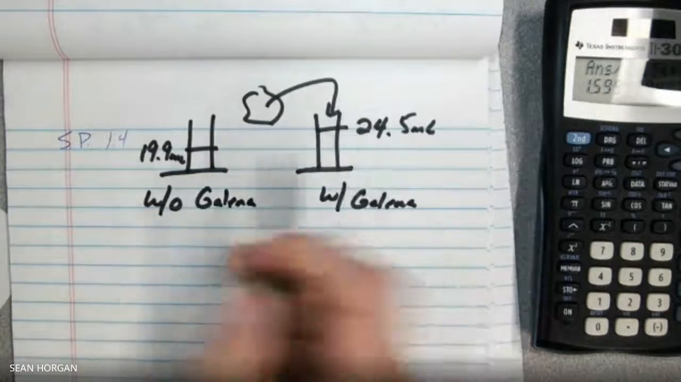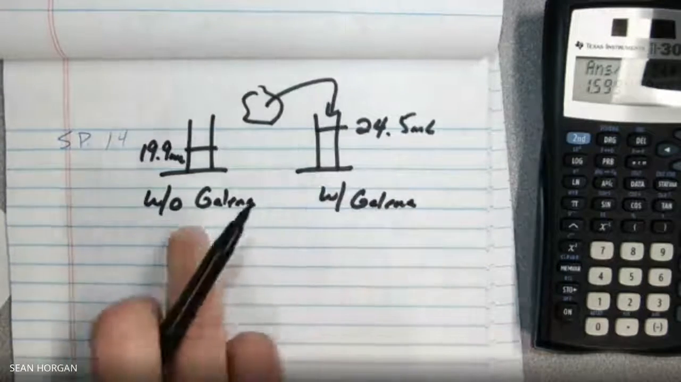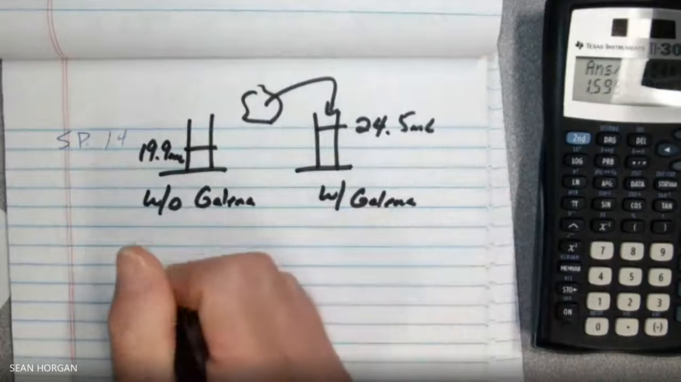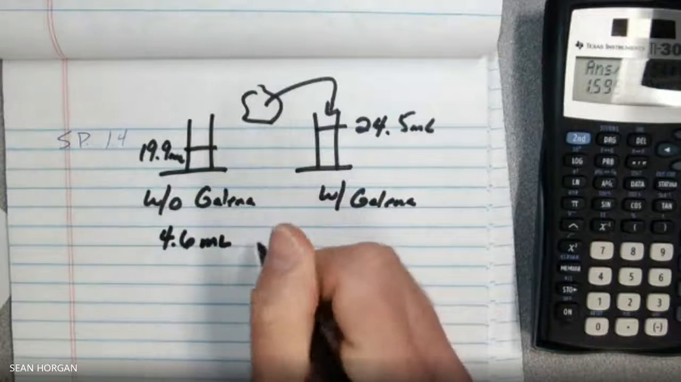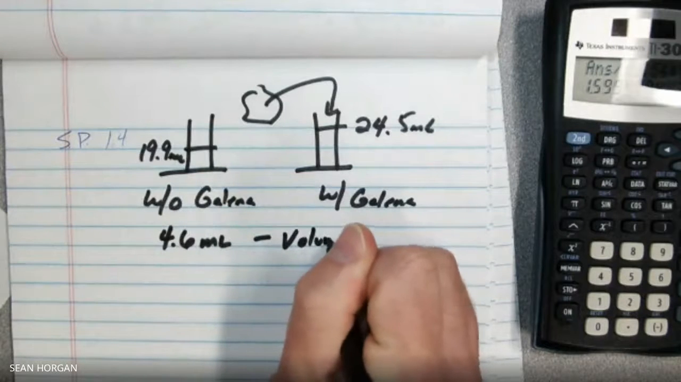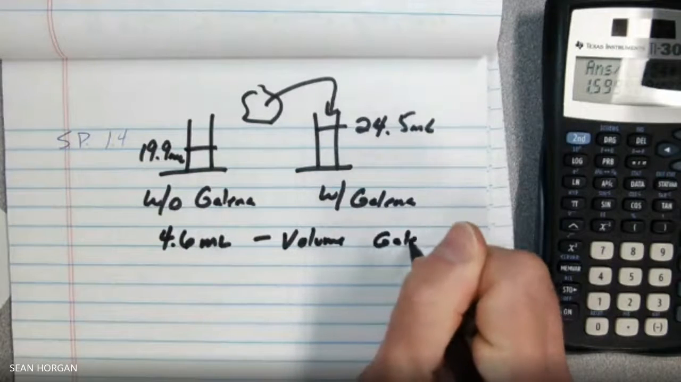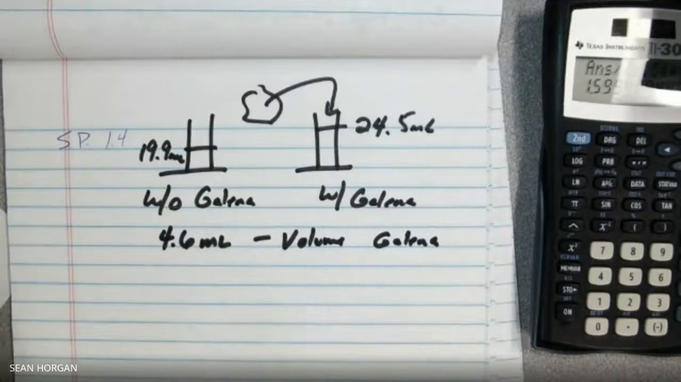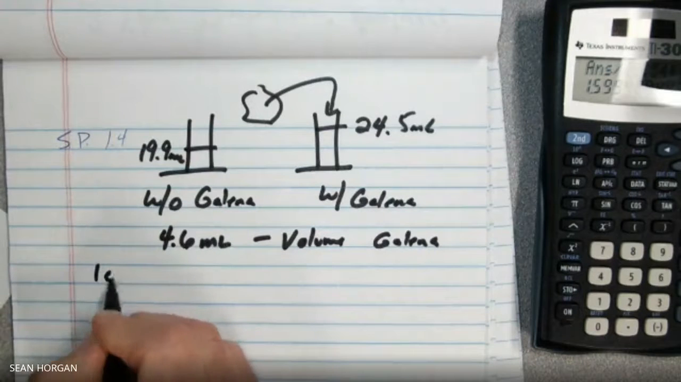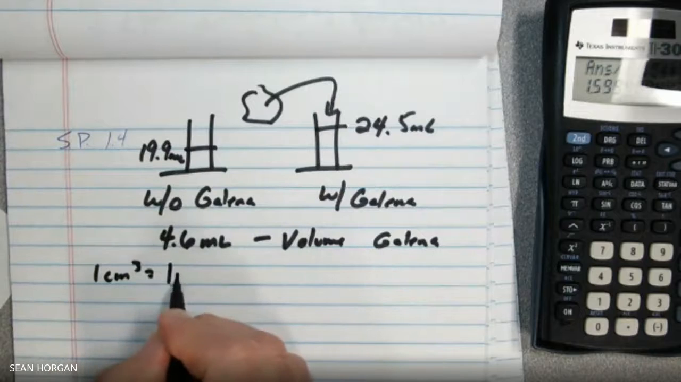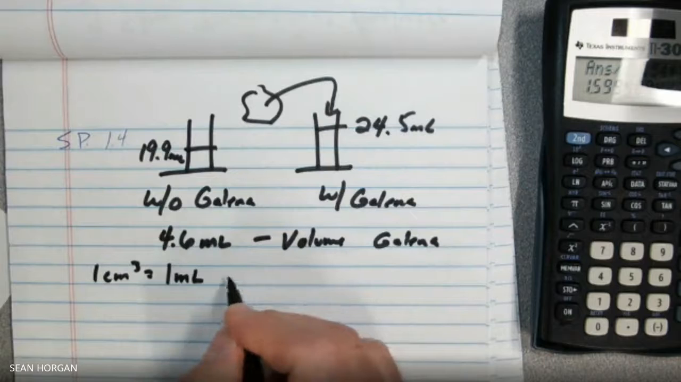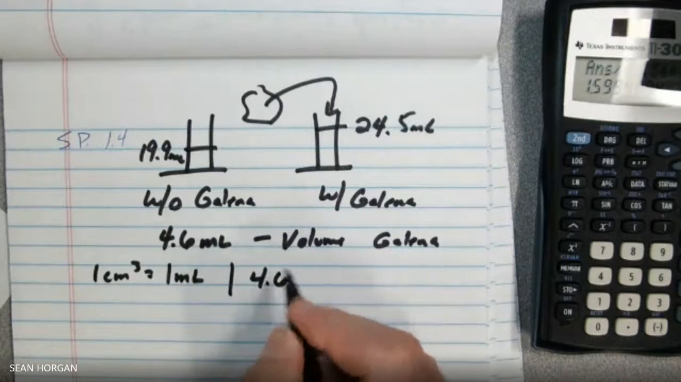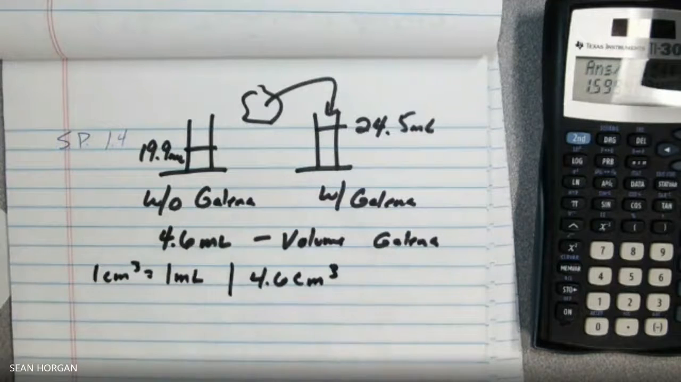And if we subtract the two, the difference in the volumes between the one without and the one with it, we end up with, I think, 4.6 milliliters. So this is the volume of galena. Okay, but it doesn't want just the volume, it wants you to convert it. We know that 1 centimeter cubed equals 1 milliliter. So that means 4.6 milliliters really means 4.6 centimeters cubed, because it's the same.